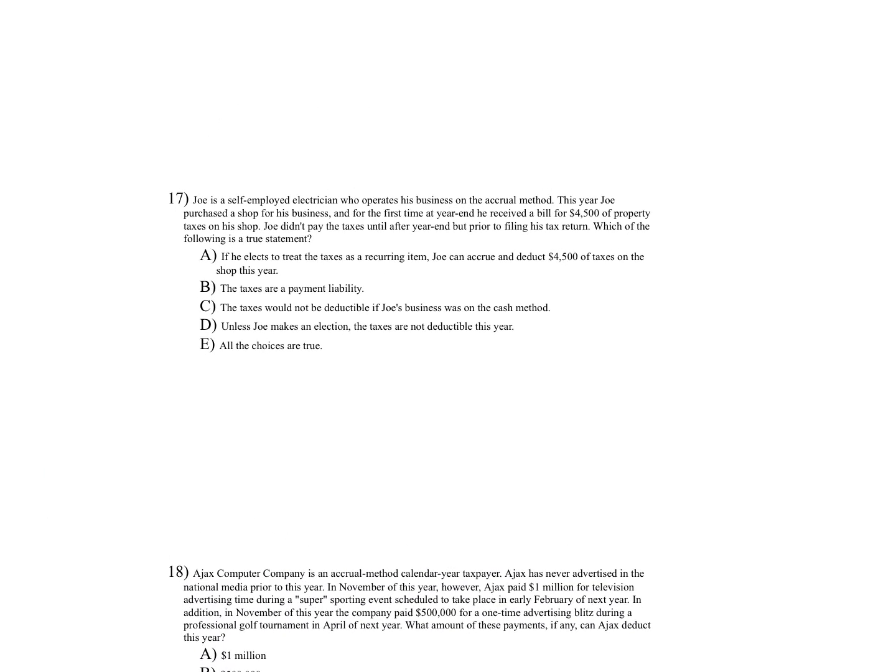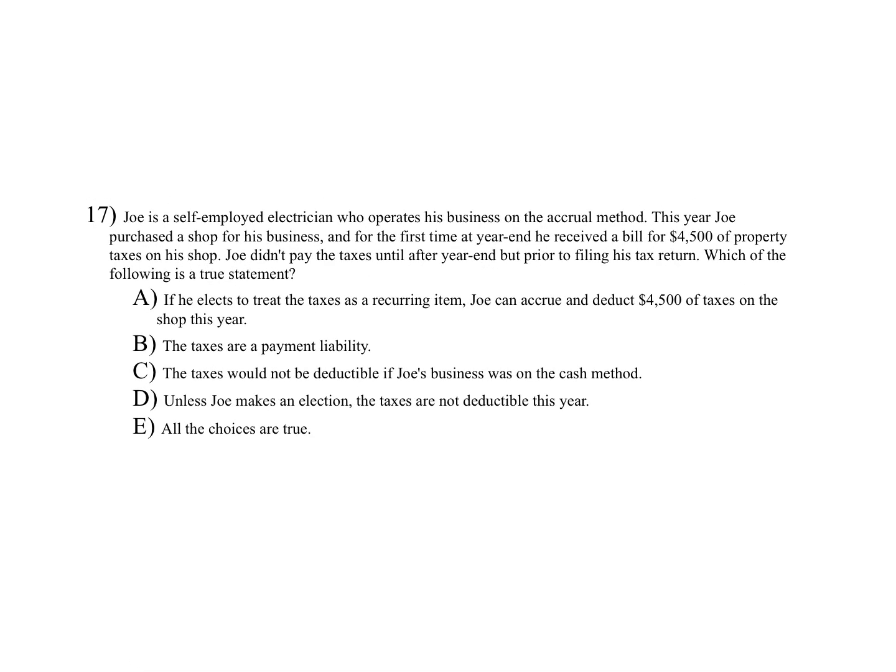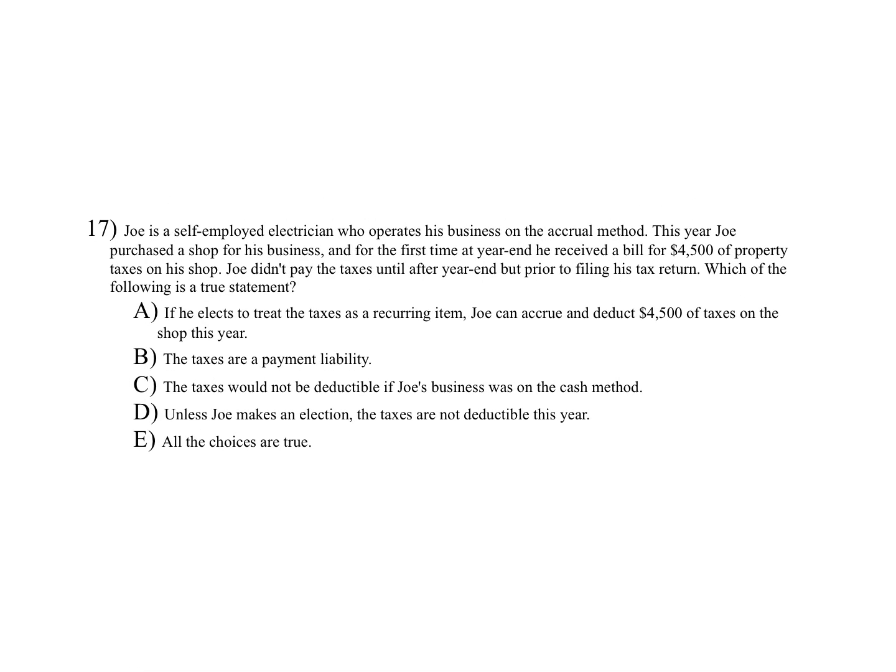And so now our last two multiple choice problems, number 17 and 18. Number 17, we've got Joe is self-employed, and he's an electrician, and he operates his own business on the accrual method. This year, Joe purchased a shop for his business, and for the first time at year end, he received a bill for $4,500 of property taxes on his shop. He didn't pay the taxes until after year end, but prior to filing his tax return. Which of the following is a true statement?